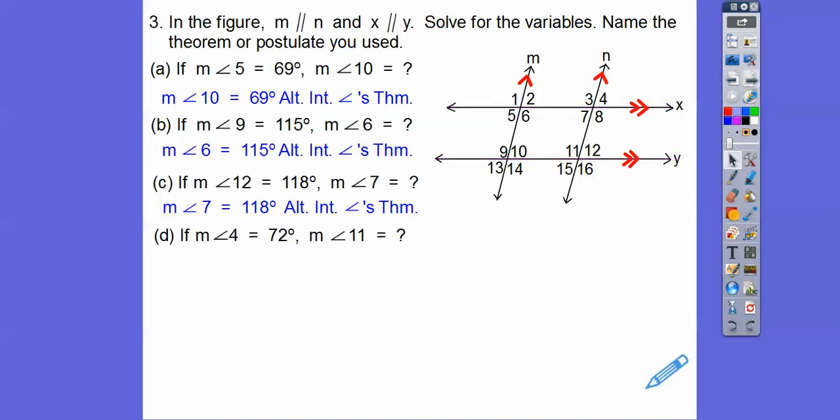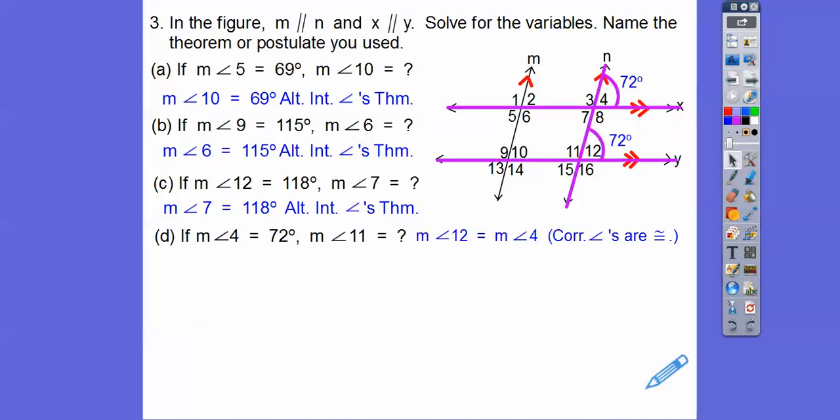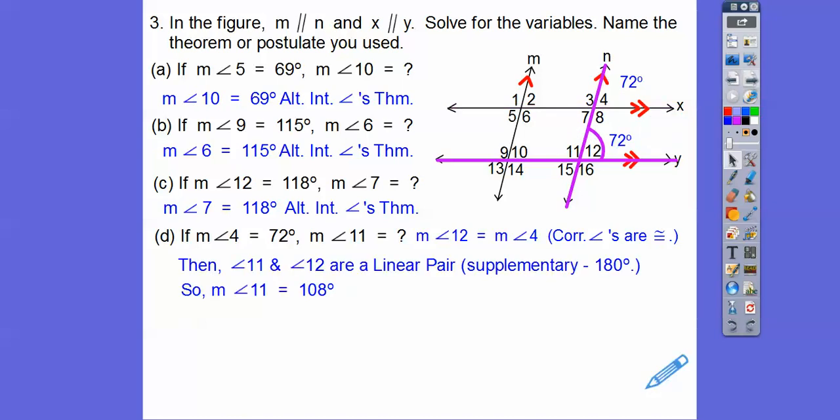All right, so this one is 4 and 11. Okay, there is no name for 4 and 11, but what you can do is, I know 4 and 12 are corresponding angles, so whatever 4 is, then 12 is, and then these guys make up a linear pair. So there's other correct ways to do this, you guys. So I just slid 4 down on top of 12, so 12 would be 72. And then now we can look at the straight line, the linear pair. 11 and 12 make a linear pair, a straight line, so they must equal 180. So if we do that, we take the 72 off of the 180 and we get 108.